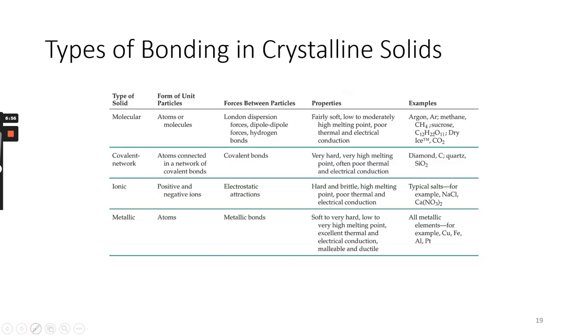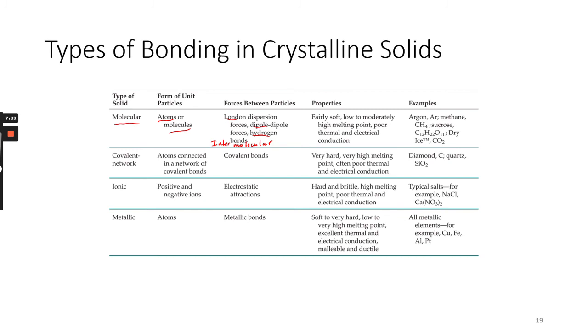So let's review the types of bonding in crystal solids. First, we have our molecular, okay? And the particles that make up our molecular compounds are either atoms or molecules. What forces hold our molecules together? Your intermolecular forces. So you have your London dispersion, your dipole-dipole, and your hydrogen bonding. The properties of these: they are fairly soft. They have low melting points. They're poor conductors.